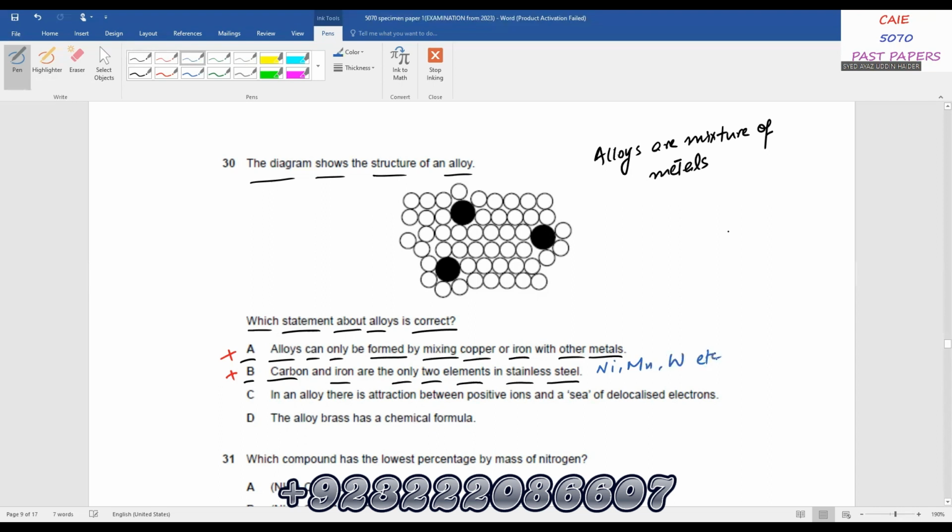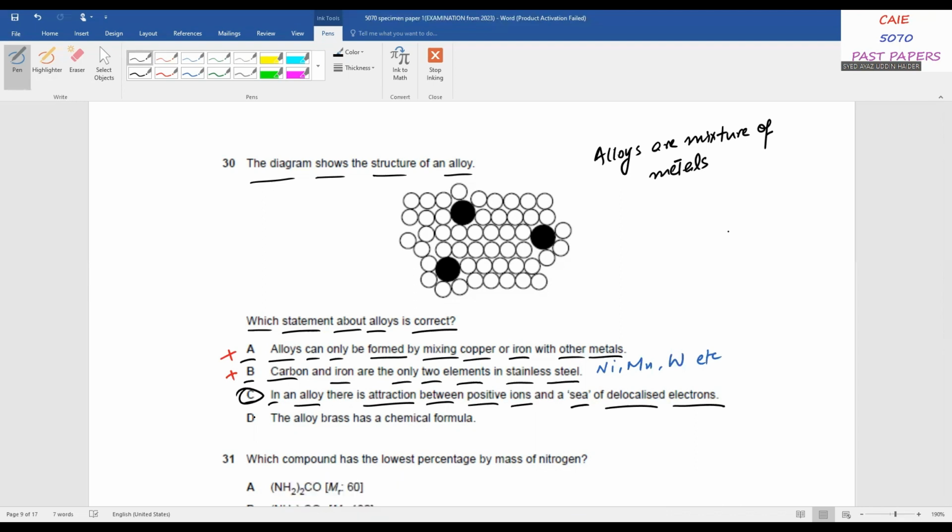tungsten, etc. C. In an alloy, there is attraction between positive ions and a sea of delocalized electrons. This is the correct statement because both metals and alloys contain attraction between positive ions and a sea of delocalized electrons. Statement number D, the alloy brass has a chemical formula. Brass is an alloy. Alloy does not have any chemical formula. So this is again a wrong statement.